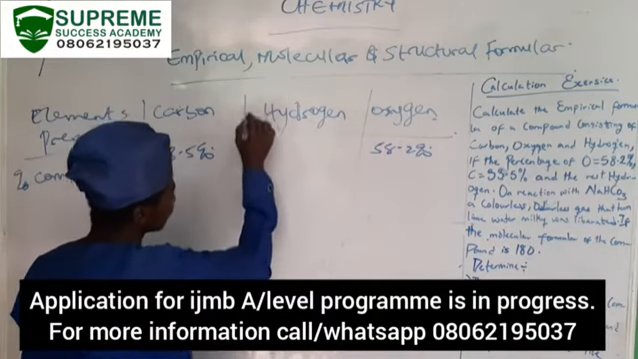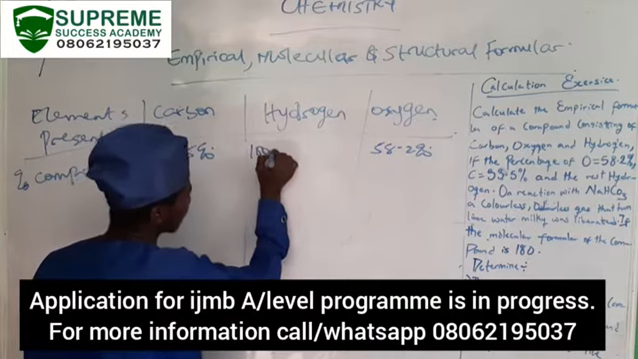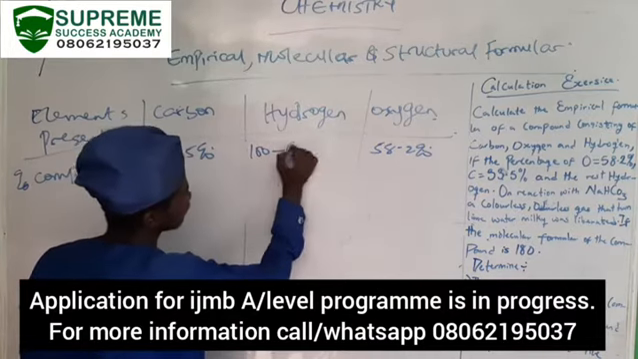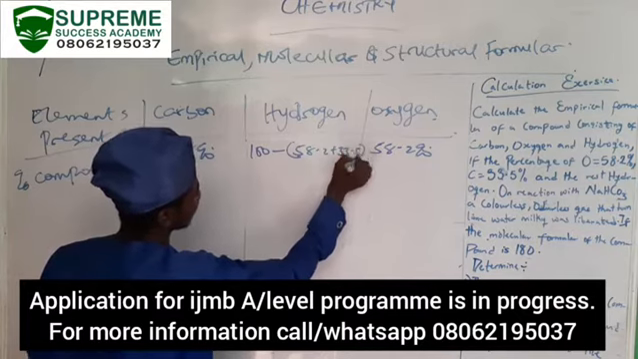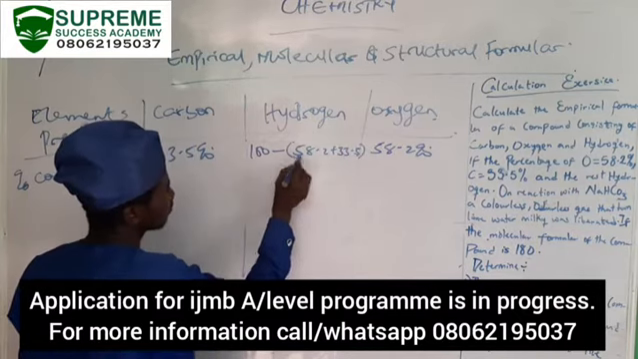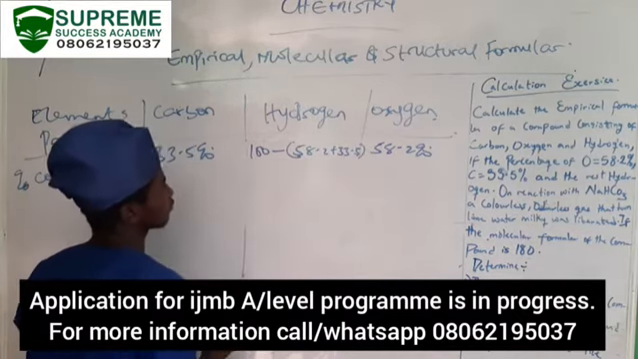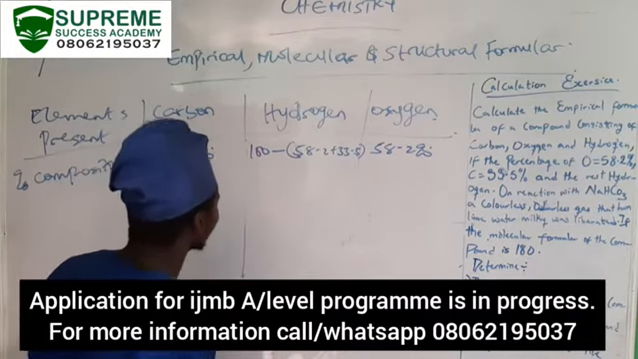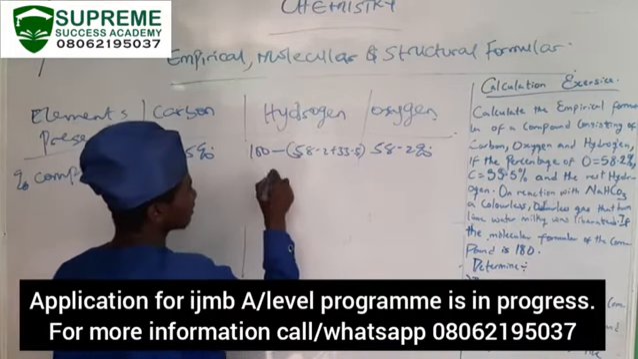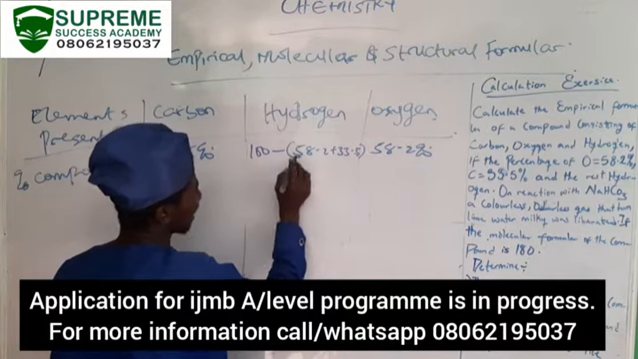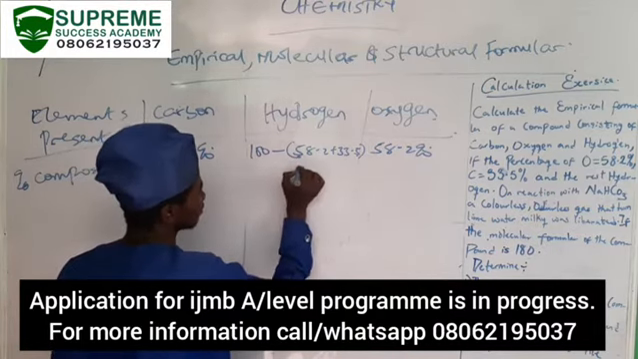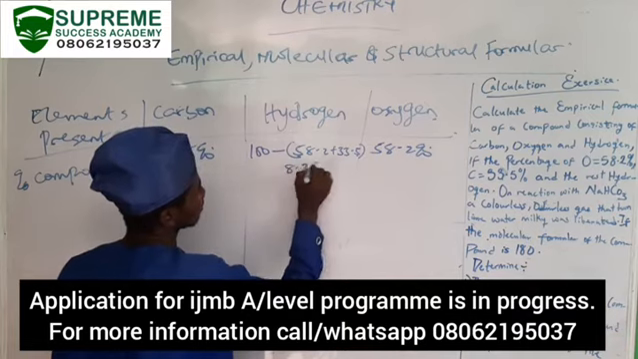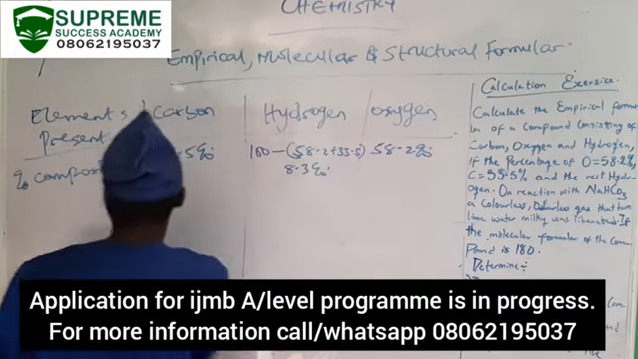So what do we have? Total percentage is 100 minus 58.2 plus 33.5. When I add this together, 58.2 plus 33.5 gives me 91.7. So what I have left is 8.3. This gives me 8.3% as the percentage of hydrogen.